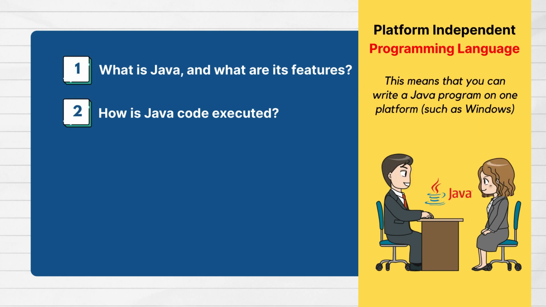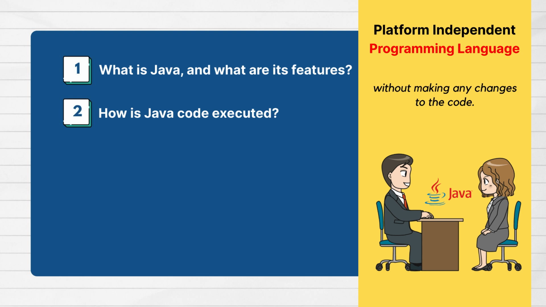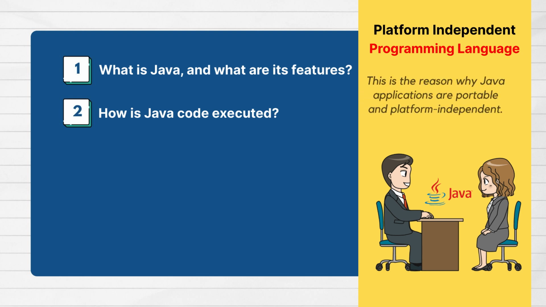This means that you can write a Java program on one platform, such as Windows, and then run it on a different platform, such as Mac OS or Linux, without making any changes to the code. This is the reason why Java applications are portable and platform-independent.